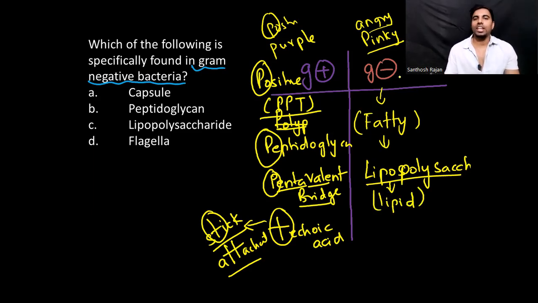Fatty people are negative, always angry. Negative people are angry, pink in color, and fatty, because of lipopolysaccharide. That's it. This much only you should know.